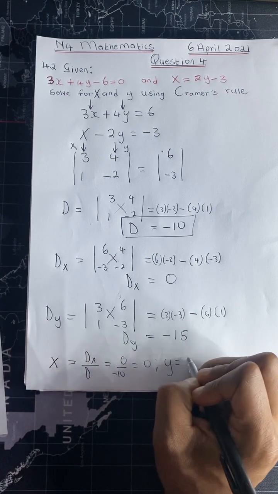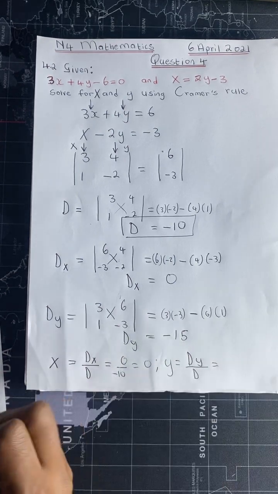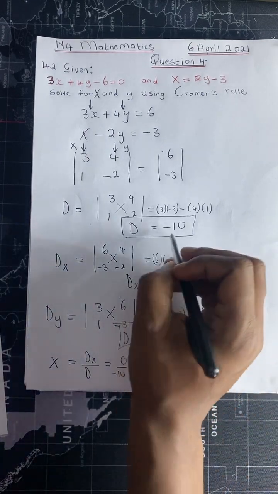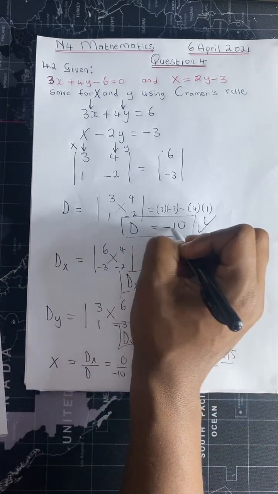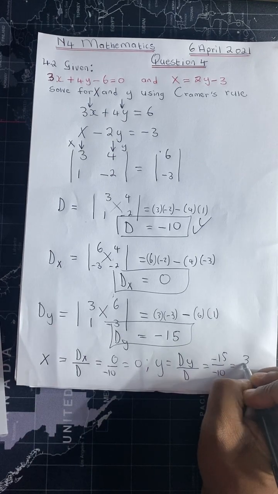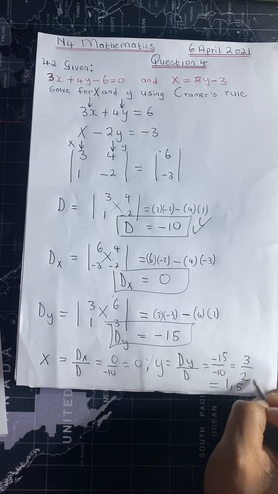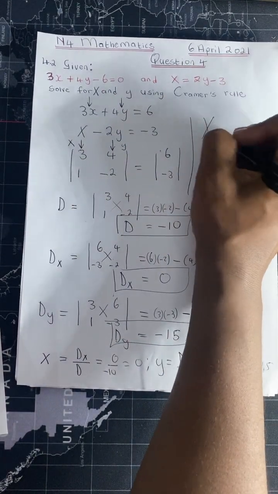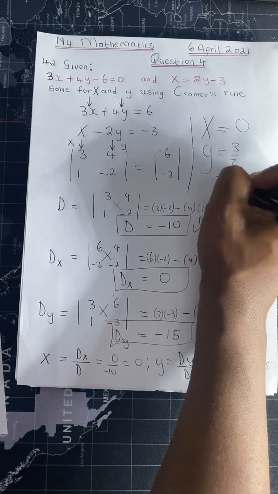To determine y, we divide the determinant of y with the original determinant. The determinant of y, we figured that it's negative 15, divided by the original determinant, which was negative 10. So this will be equal to 3 over 2, which is 1,5. So x is equal to 0 and y is equal to 3 over 2, which is 1,5.